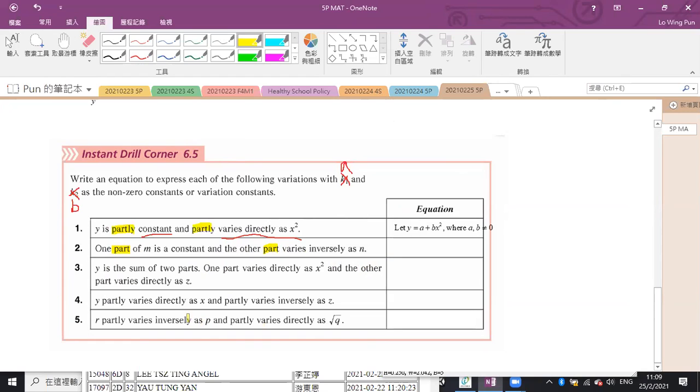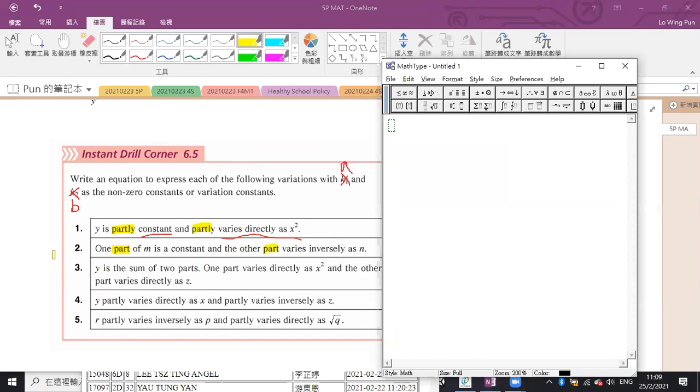So which one is the subject first? One part of m is a constant, and the other part varies inversely as n. So obviously, M will be the subject. So we are going to let M equals, right? And then how many parts are there? So obviously, there are two parts. So it will be like this, the sum of two parts.